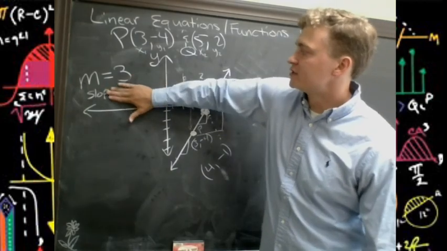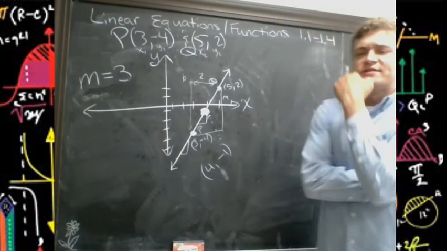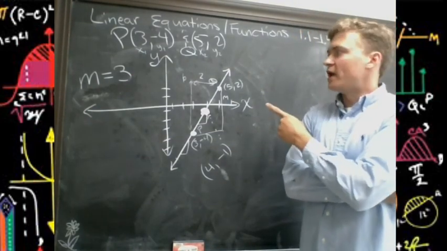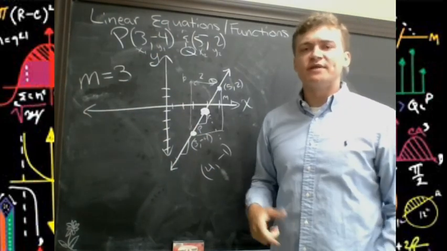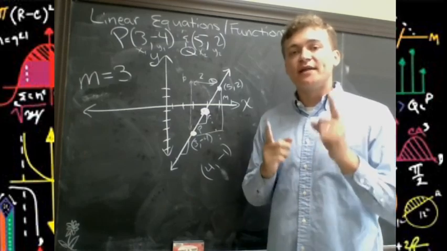So I'll go ahead and erase that. Slope equals 3. So somehow, some way, this is the information we have. We have the slope is 3, and our line goes through these 2 points. Is that enough to find a linear equation? And the answer is yes.